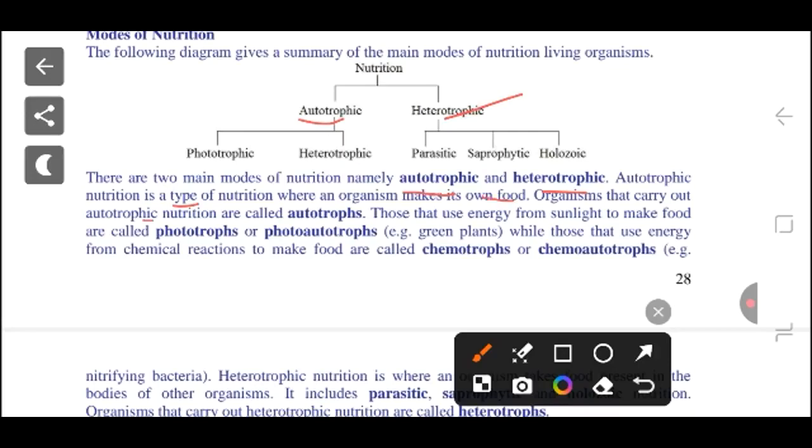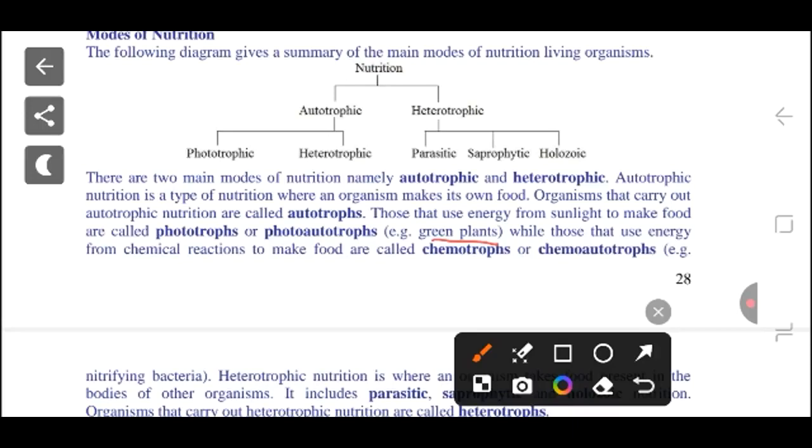Autotrophic nutrition is a type of nutrition where an organism makes its own food. Organisms that carry out autotrophic nutrition are called autotrophs. These are the ones that make their own food, whereas those that use energy from sunlight to make food are called phototrophs. So under autotrophic, we have phototrophic, who make their own food using energy from sunlight, for example, green plants.